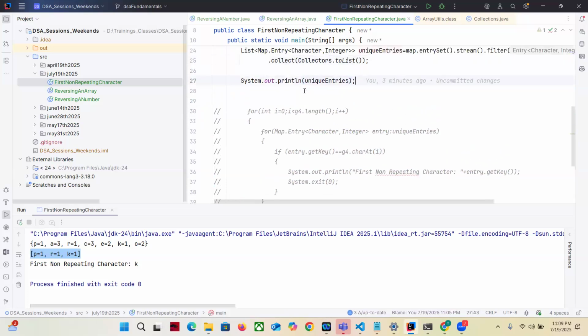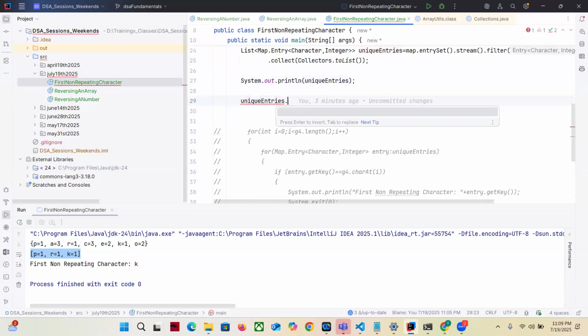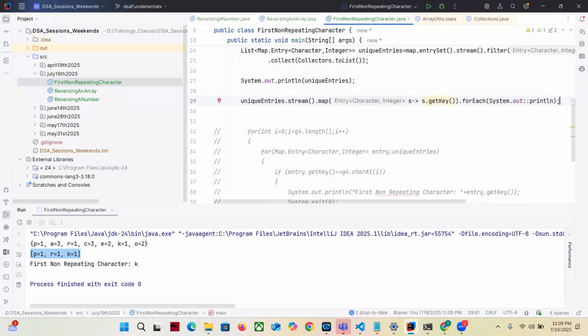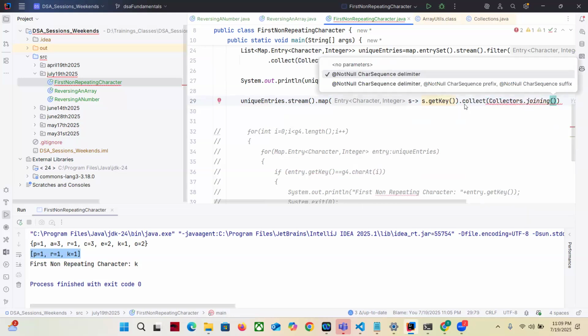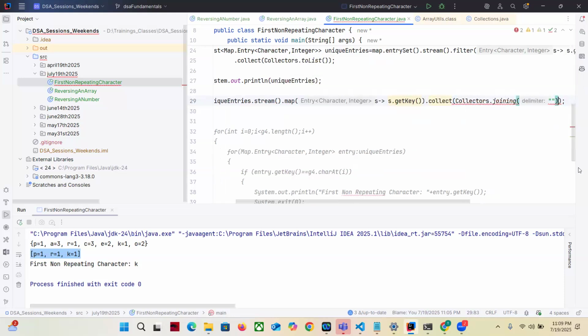I know this sounds too horrific. Unique entries dot stream dot, to get the list of keys. Clear? Yeah. I'll be getting the list of keys dot collectors dot joining. Clear? Mm-hmm.